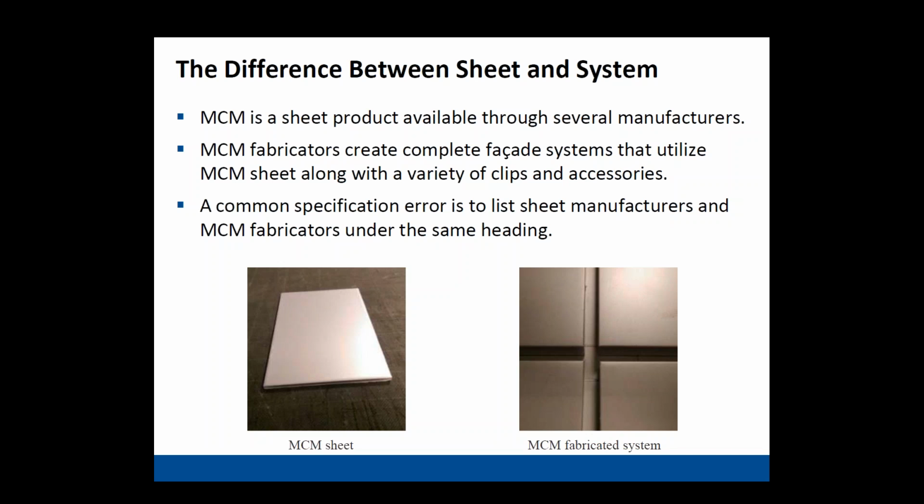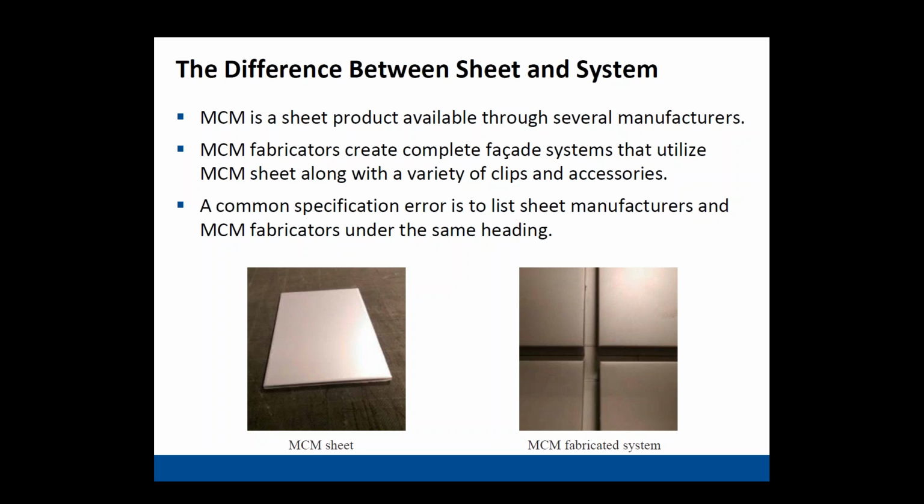A good solution is to start with the spec section that Zeke pointed out. Even things are getting better within master spec and some of the commercially available specification systems that architects use. I've noticed that there have been improvements there, but some people are working off of old specification systems, and some of these old things can be in there. So it's really important that you understand the difference between your manufacturers of sheet and your fabricators of systems.